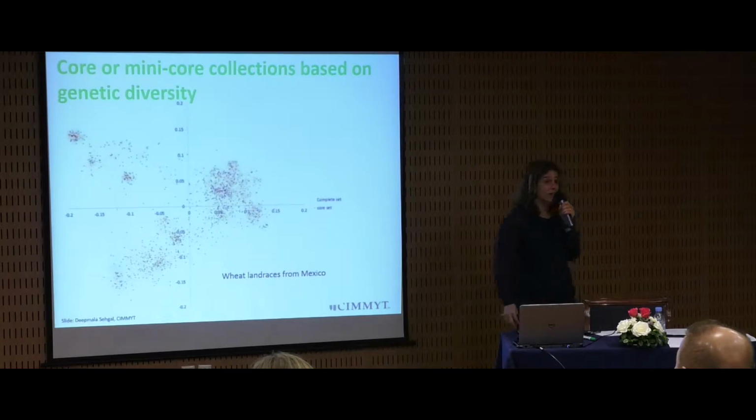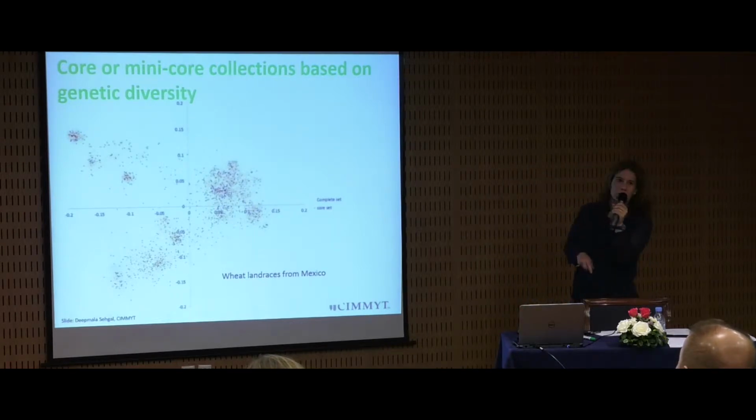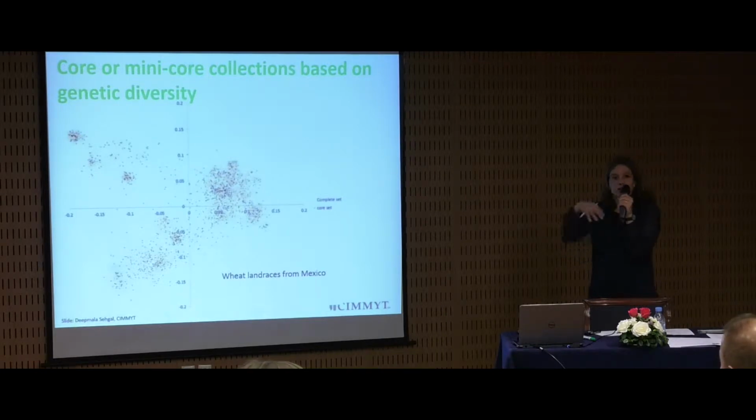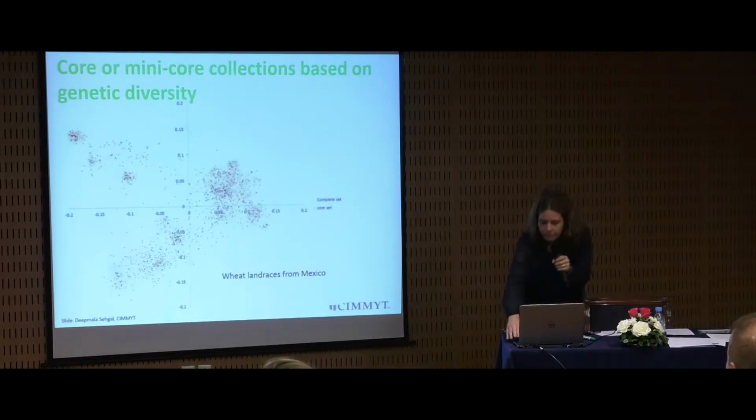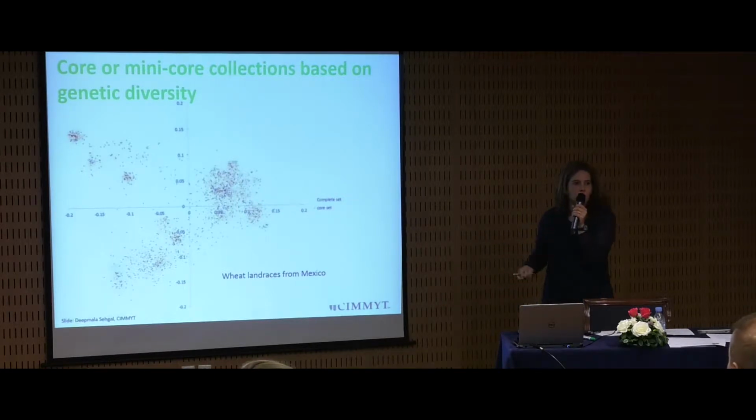And the idea is that we narrow the numbers down by doing what they call a core collection. So the genotypic data is basically used to select the most diverse accessions, and then a smaller collection is built that is then phenotypically evaluated. Okay, and this has also been done in a CIMMYT project, for example. That is an example of Mexican landraces.